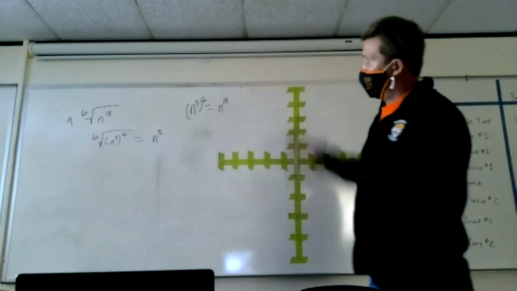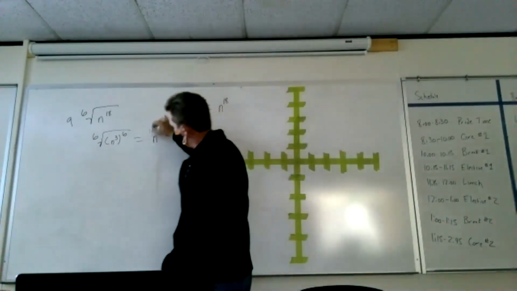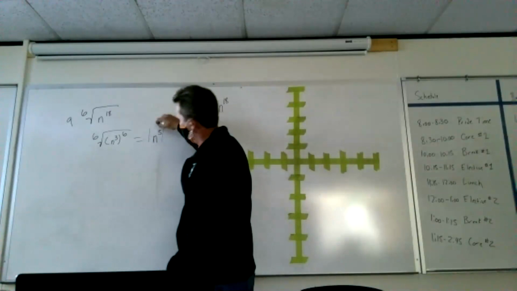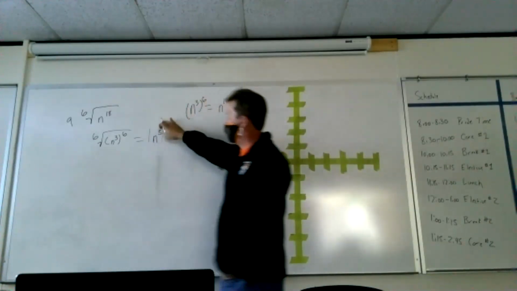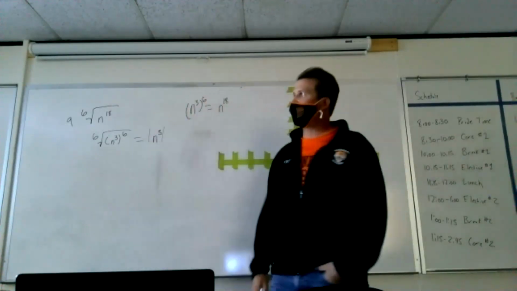Since we have an odd exponent, we would have to take the absolute value here because it is possible to get a negative number. Okay, for that.